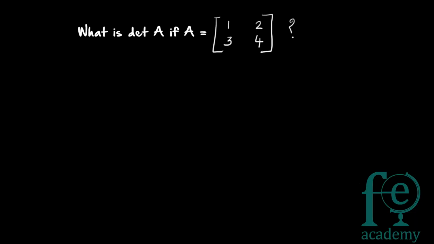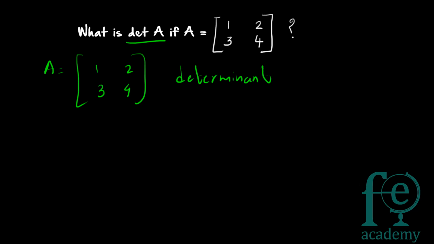So today's question is, what is determinant A if A is equal to matrix 1, 2, 3, 4? So what is the given question? You have a matrix and you are asked to find the determinant of the particular matrix. Here the matrix A is equal to 1, 2, 3 and 4. So det A means determinant A. You are asked to find the value of determinant A.